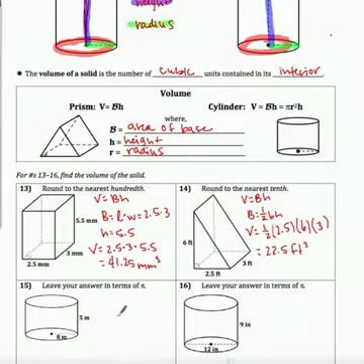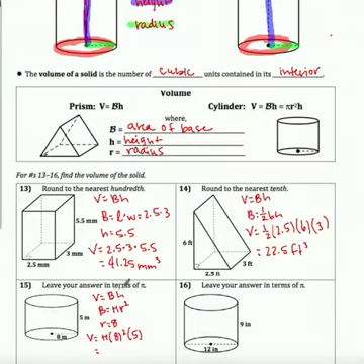On number 15, it says leave your answer in terms of pi, and so you are finding the volume of the cylinder. And so the volume for a cylinder is going to be big B times H, where big B is going to be equal to pi r squared. And so when you plug into that formula, you need to know that r is going to be 8. And so you're going to say volume equals pi times 8 squared times the height.